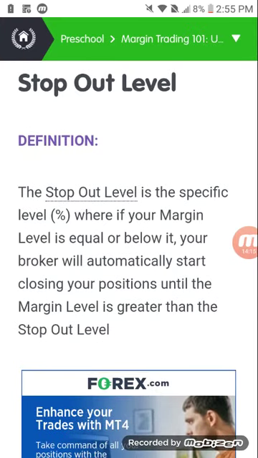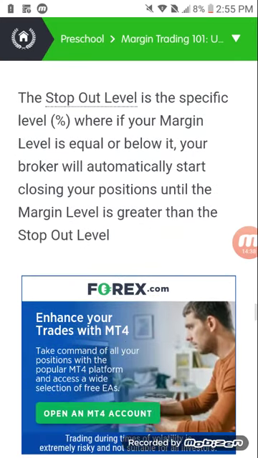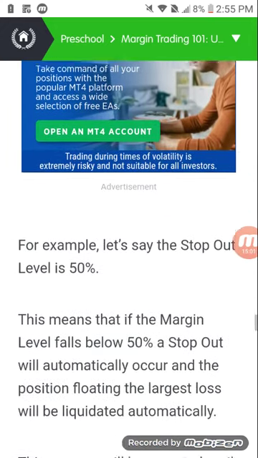Stop out level. The stop out level is a specific percentage level where if your margin level is equal to or below it, then your broker will automatically start closing your positions until your margin level is greater than your stop out level. Until your margin level goes back up to 100, 150, your broker will automatically start closing your positions, starting from the biggest loss, all the way up to the next biggest loss, until it goes back to your margin level. Okay, so that's what a stop out level is.